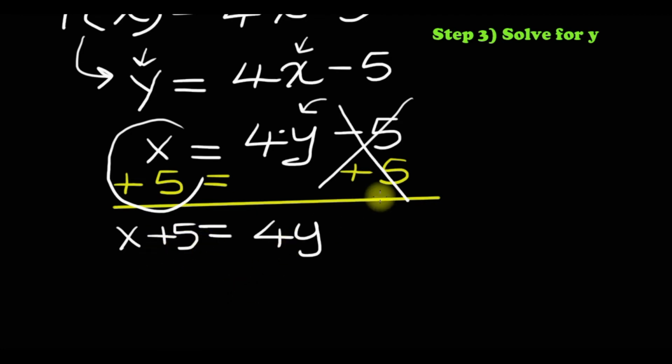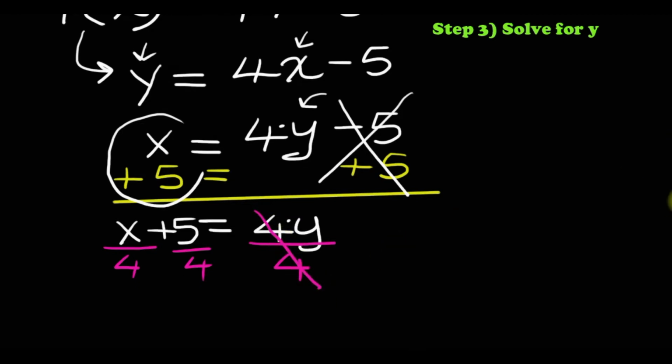And then what do we do after this? How do we get this by itself? Well, we have to get rid of the multiply with 4. You do the opposite. What's opposite of multiply? You divide. So if you divide this by 4, you have to divide this by 4, and you have to divide this by 4. The 4 over 4 cancels out. 4 over 4 is 1.